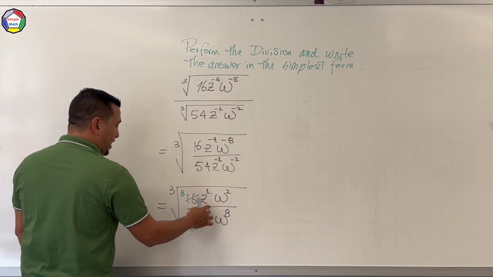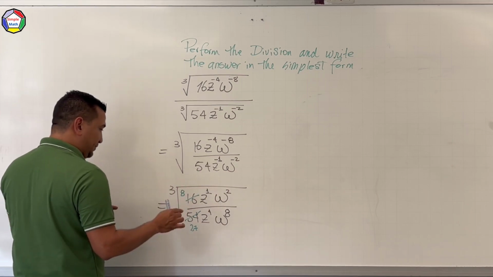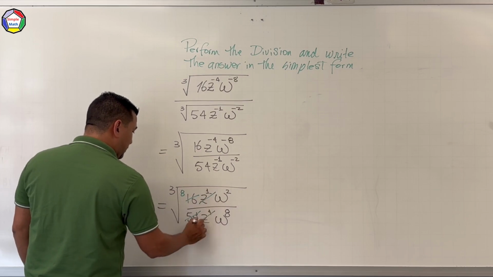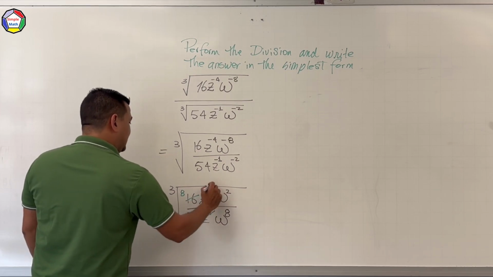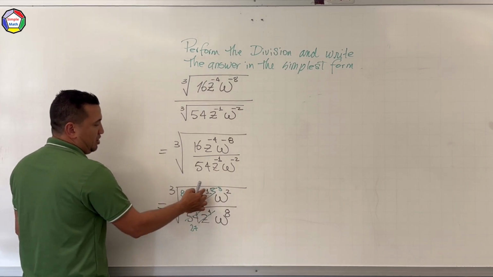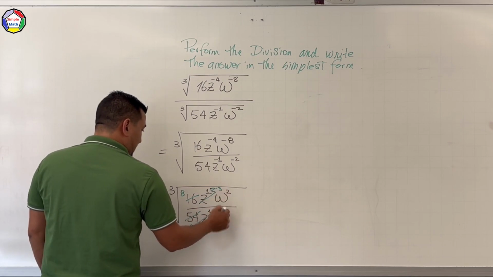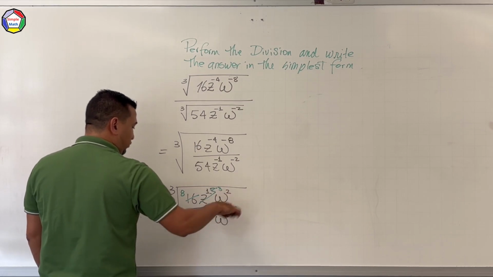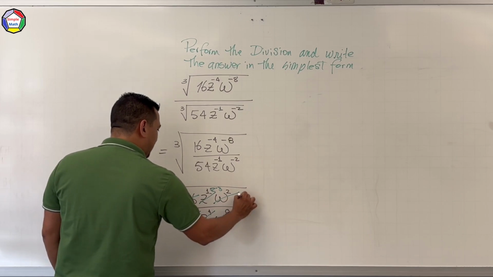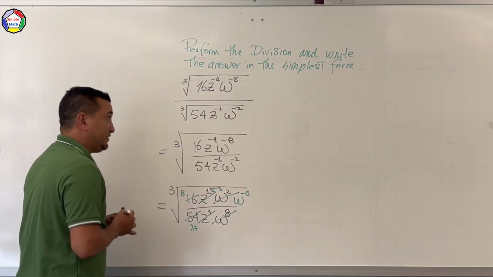Z to the power of 1 and Z to the power of 4, we need to subtract the exponents, so we can simplify this one, and I have Z to the power of negative 3. Why negative 3? Because 1 minus 4 is negative 3. W to the power of 2 and W to the power of 8, if we divide, we have W to the power of negative 6. Why? Because 2 minus 8 is negative 6.